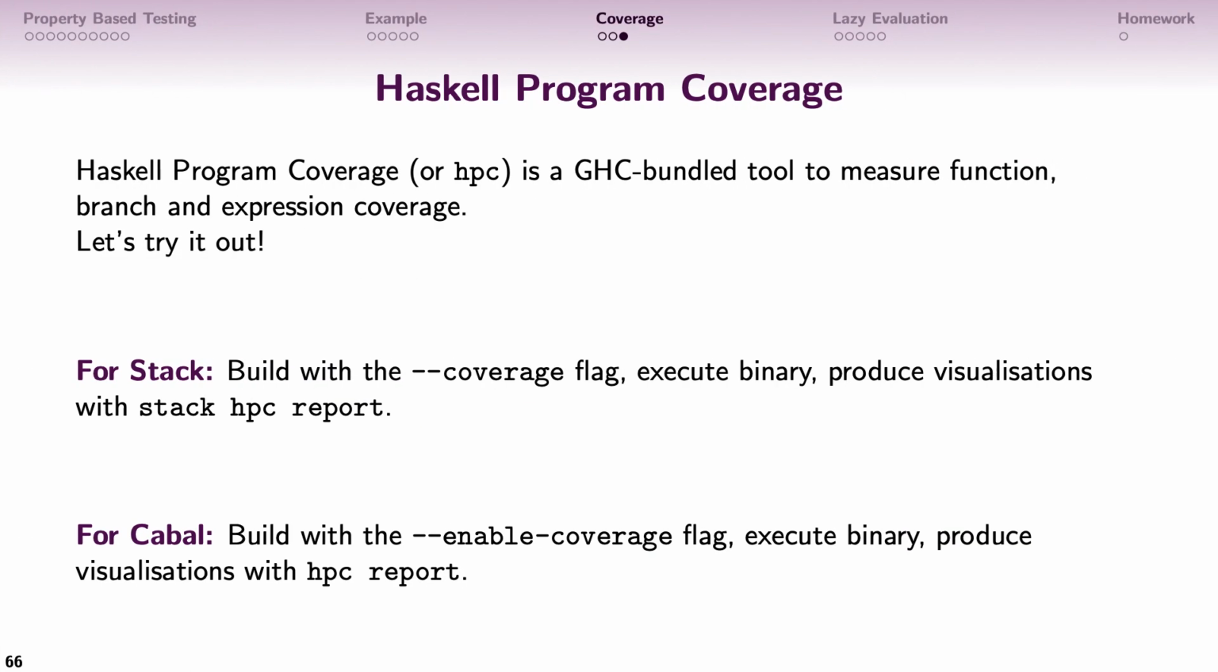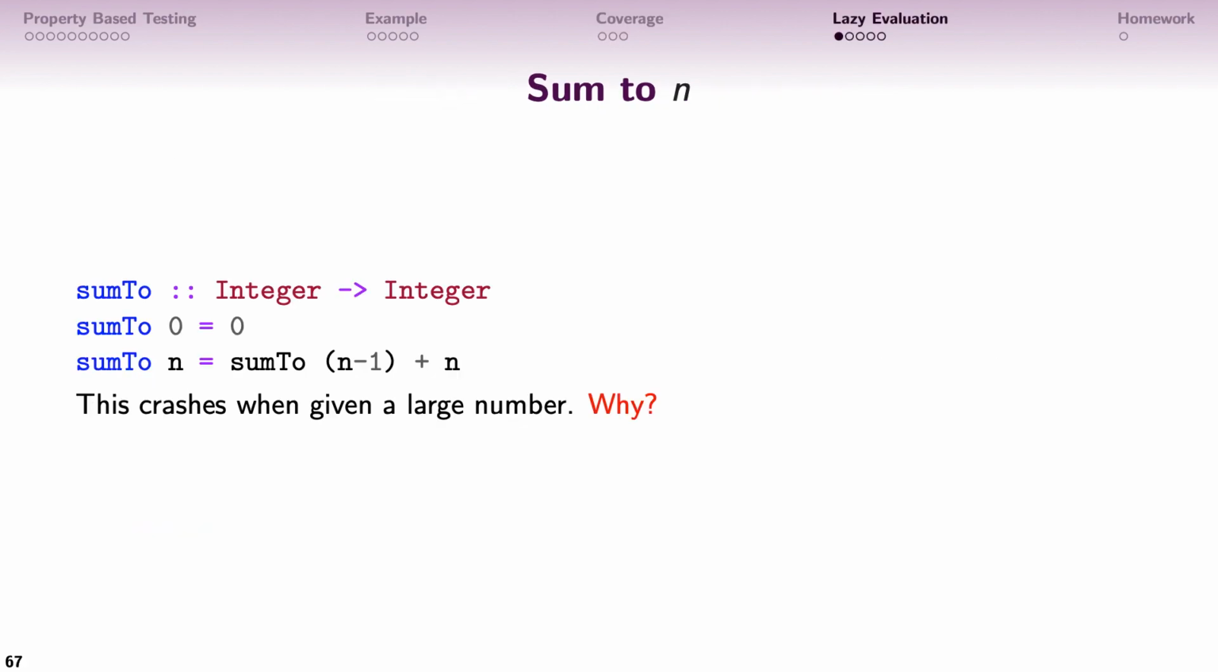Okay, so the last thing I want to talk about today is a concept of Haskell's execution model. So we're done with testing for now. And this is called lazy evaluation. So to start with, I'll show you a program. We've got this program here called sum2, and it just adds up all the numbers from 0 to n.